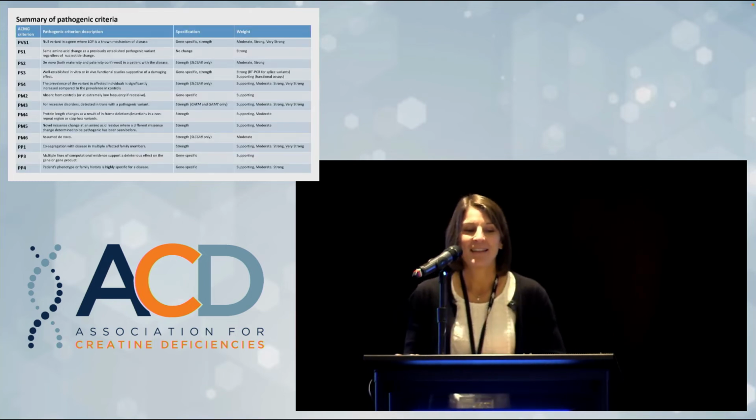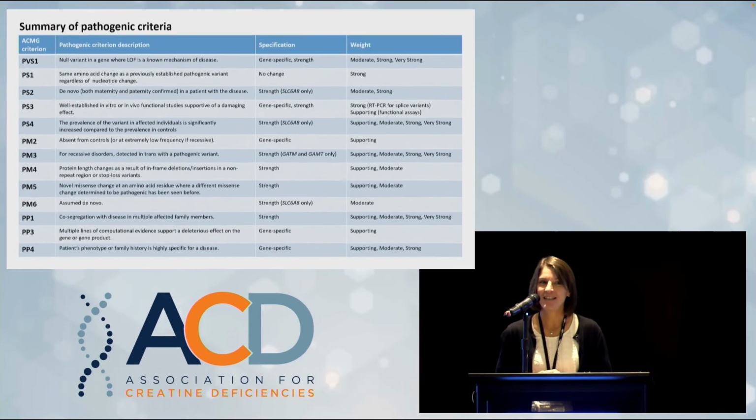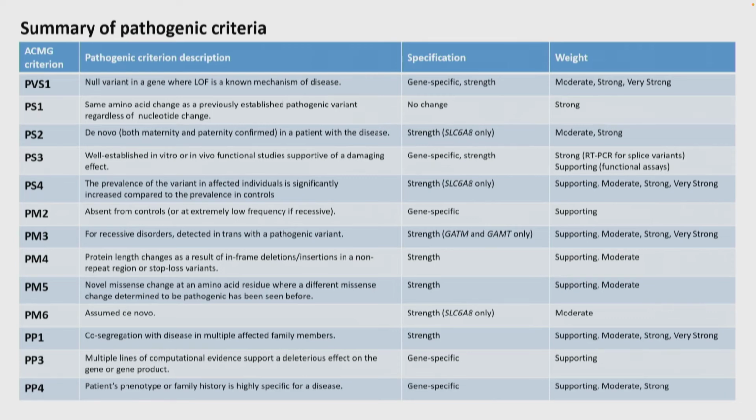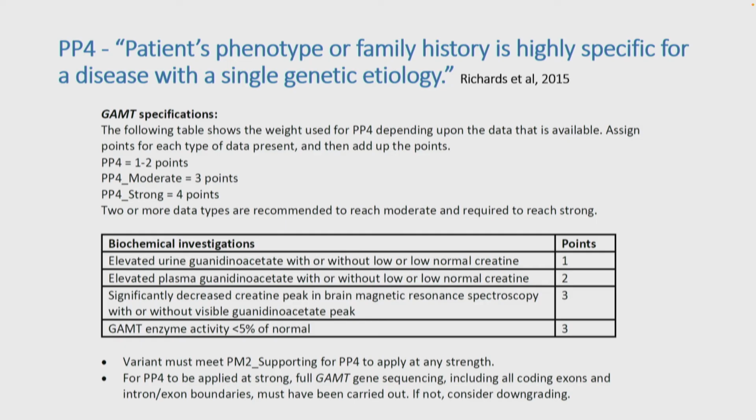So this is a summary of our pathogenic criteria. I'm not going to go through all of these in detail, but there were a couple that I wanted to focus on a little bit today. So the first of those is the PP4 code, which basically asks the question whether a patient in whom you see this variant, is their phenotype or family history highly specific for this disease?